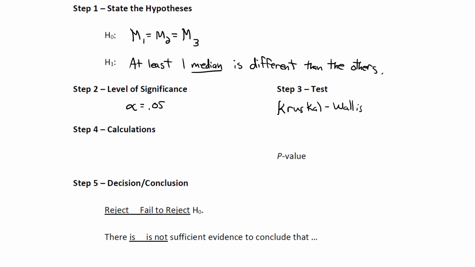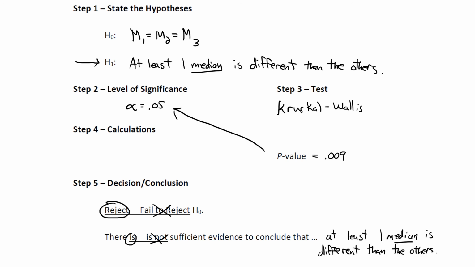The calculations, we found our p-value was equal to 0.009. That is lower than alpha, so we're going to reject the null hypothesis. And that means that there is sufficient evidence to prove that H1 is true. In other words, that at least one median is different than the other. So in this problem, because we rejected the null hypothesis, we were able to prove that there was enough evidence to show that at least one of these medians is different than the others. Now again, this test doesn't tell us which median is different, just that they're not all the same.